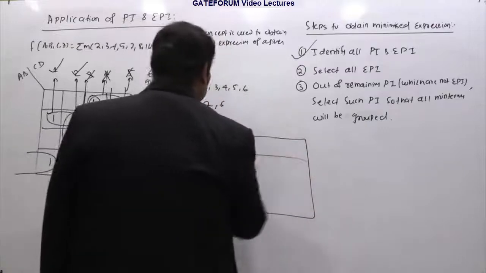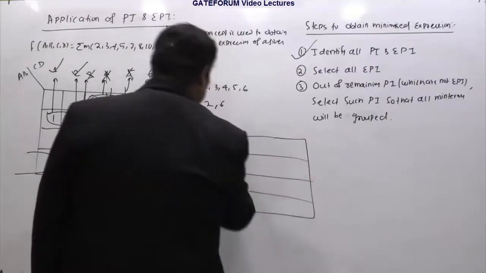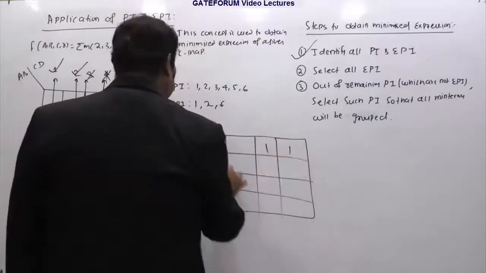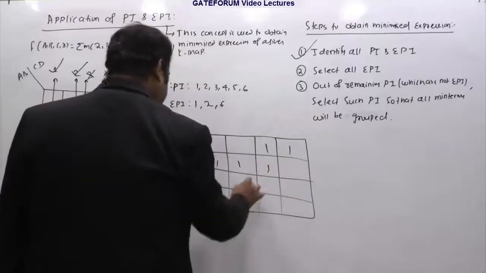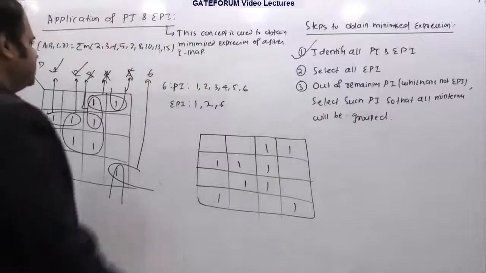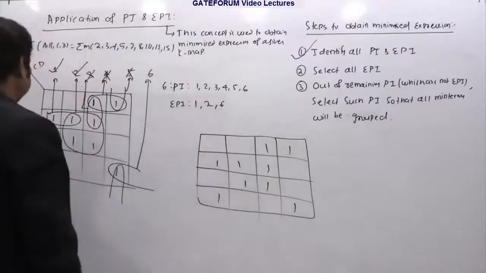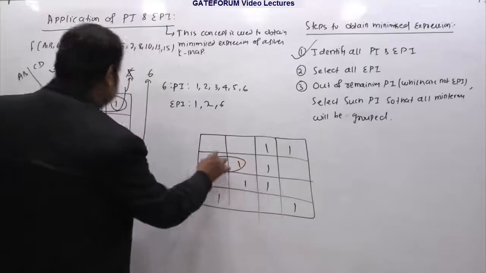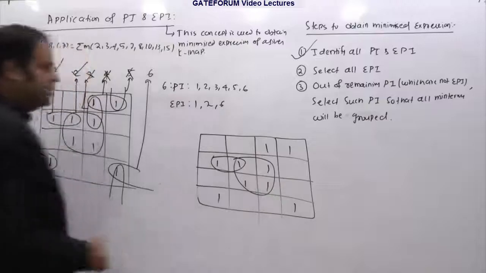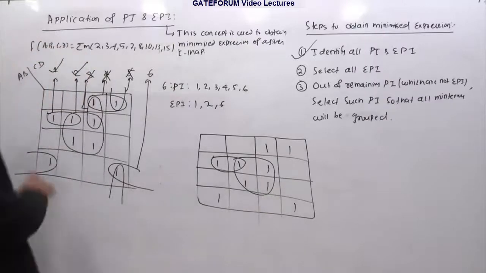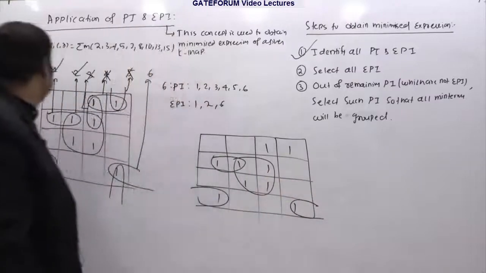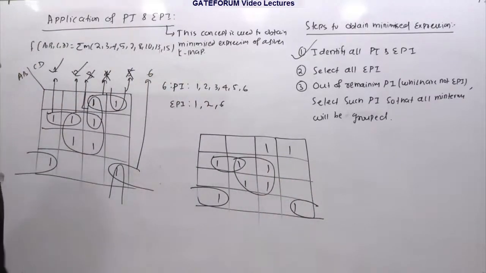So select all EPIs. Let me redraw this map and just highlight these EPIs. I have this and I have this. So I should select groups 1, 2 and 6. What is group 1? Group 1 is this. And what is group 2? Group 2 is this. And then what is group 6? Group 6 is the side one. This is what your group 6 is.